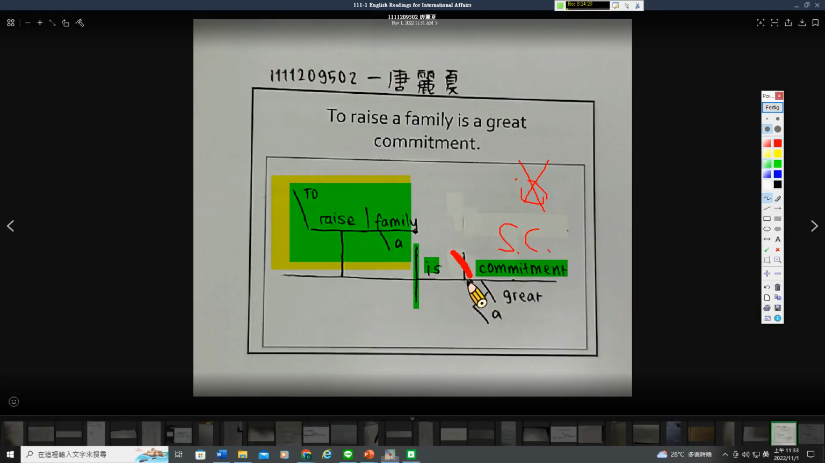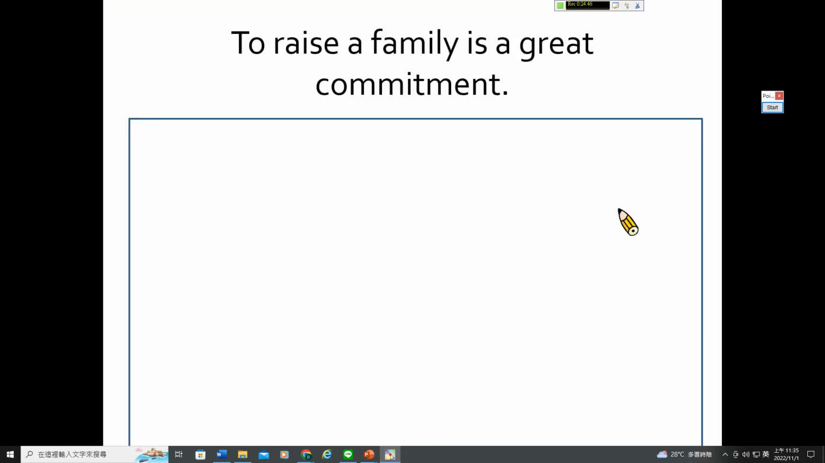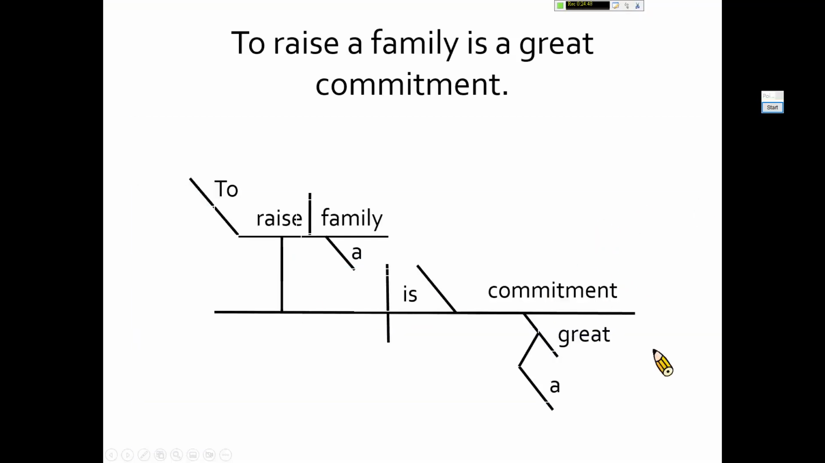And for this part, it is correct. Great is used to modify commitment. How great? How many? It is fine. So the only difference is here. You have to make sure it is diagonal, not vertical. But still, great job. Okay, so here comes the answer. Do you see? It's about the same, right? Diagonal line. Okay, so we can move to the next one.